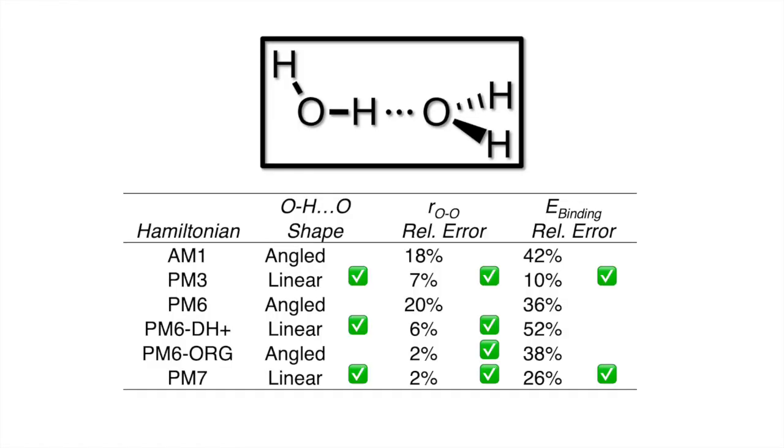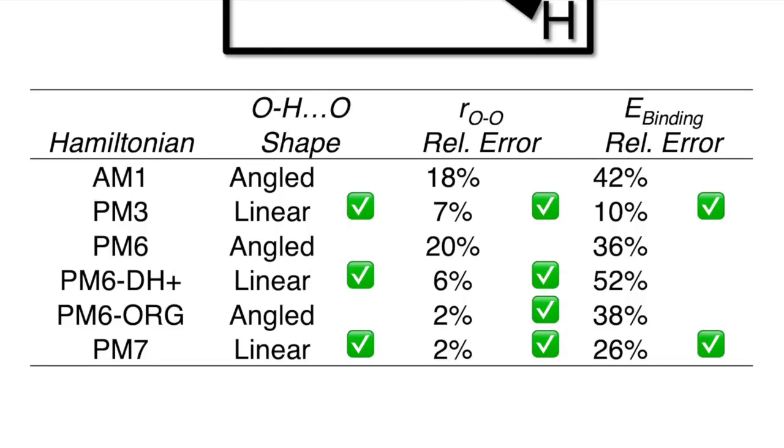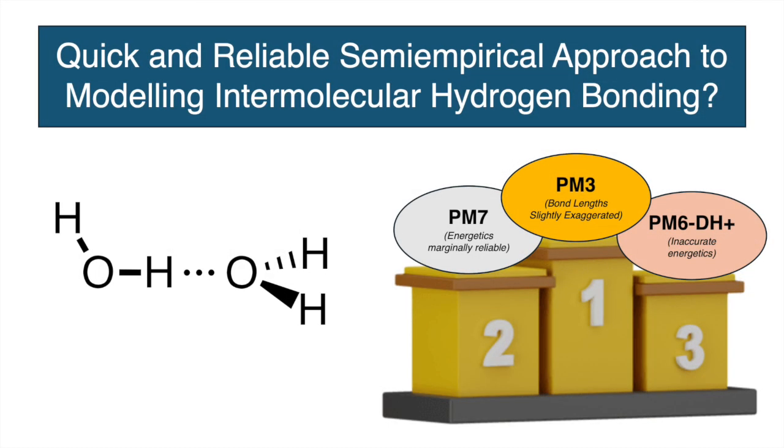So let's do a quick summary comparison. The true stars for the example that we're examining here are PM3, PM6 DH+, and PM7. The other 3, AM1, PM6, and PM6 ORG, have some shape issues, so they may not be all too reliable. In our example, the PM3 Hamiltonian gave the best overall results, but the bond lengths tended to be slightly exaggerated. PM7 was also a good candidate, but the PM7 energetics were fairly unreliable, so that aspect might be important if you need that type of data.